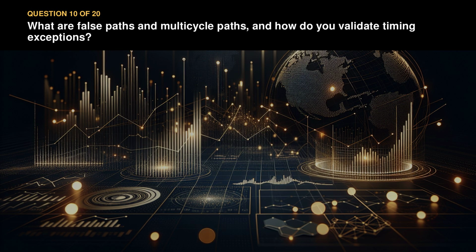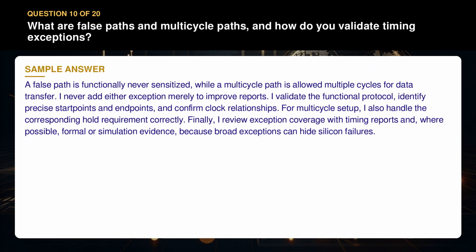Question 10. What are false paths and multicycle paths, and how do you validate timing exceptions? A false path is functionally never sensitized, while a multicycle path is allowed multiple cycles for data transfer. I never add either exception merely to improve reports. I validate the functional protocol, identify precise start points and endpoints, and confirm clock relationships. For multi-cycle setup, I also handle the corresponding hold requirement correctly.